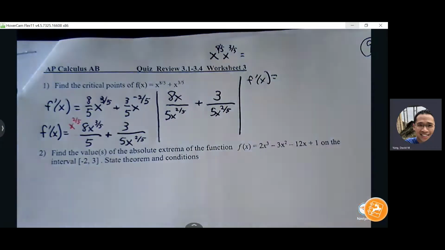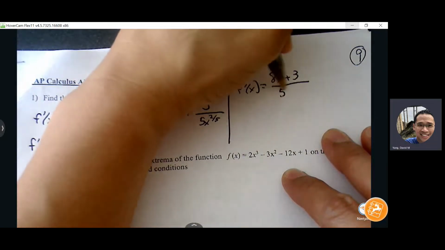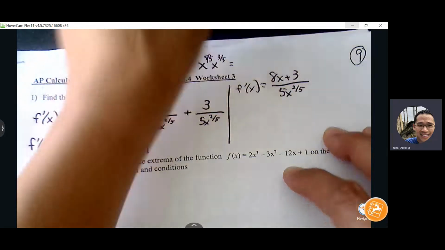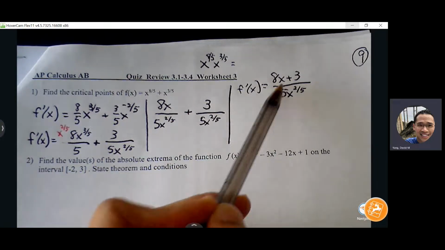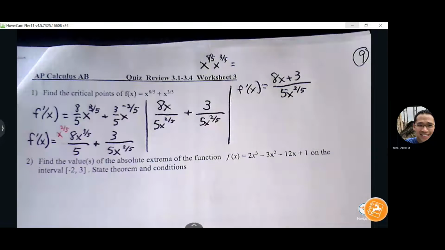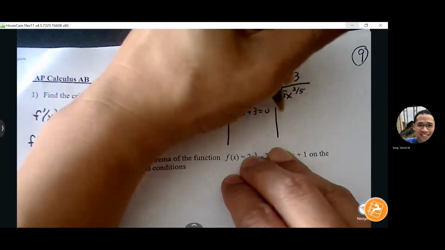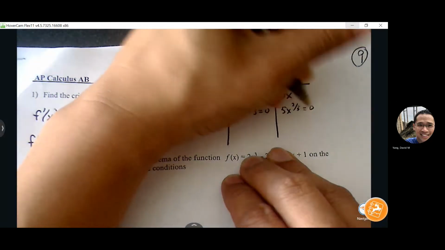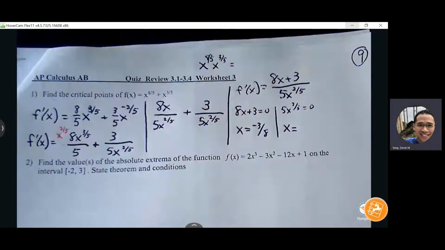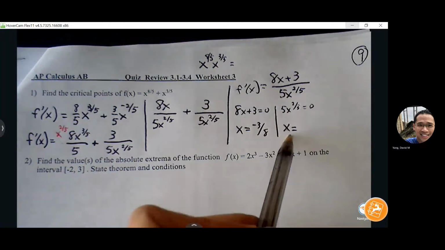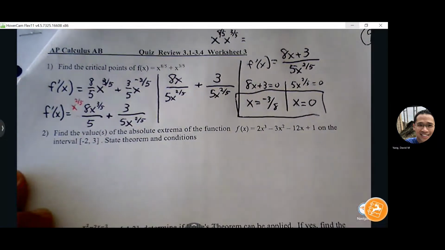Okay, so now that I have common denominators, I can push them together into the same fraction. And now I have a much easier time looking for my critical points. I'll set the numerator equal to 0. I'll set the denominator equal to 0. Whatever causes numerator or denominator to be 0 is a critical point. Okay, divide by 5, raise both sides to the 5/2. It's going to end up being 0. Okay, so I have 2 critical points. That's all I need to do. I can stop there.